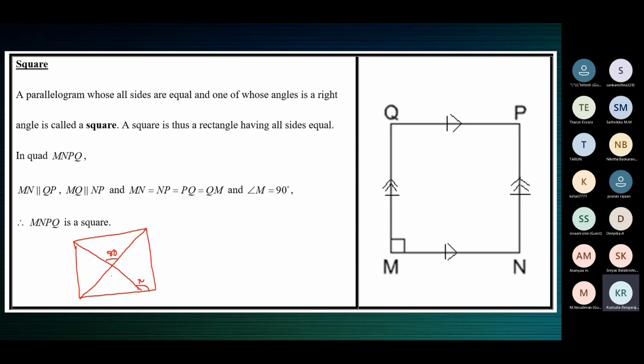Find x, children. What's the measure of this angle? 100 degrees, ma'am. Correct. What's the measure of this angle? 80 degrees, ma'am. 45 degrees. And what about the measure of this angle? 90 degrees, ma'am.